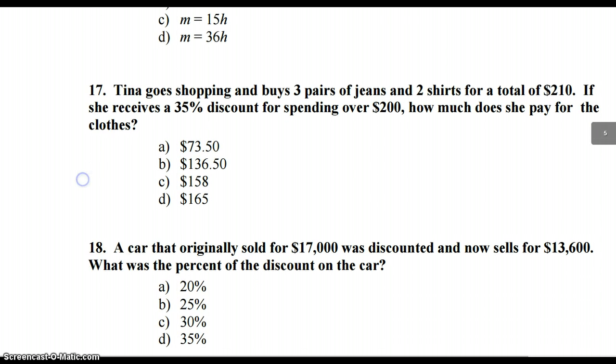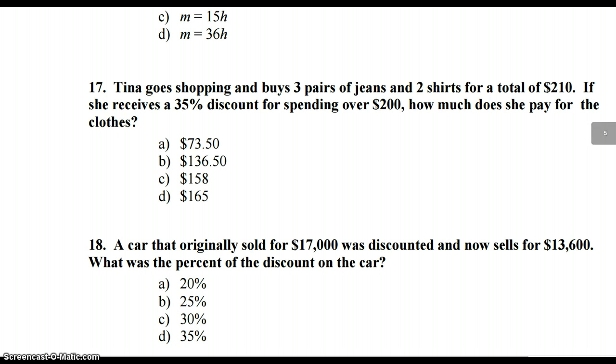Alright, number 17. Tina goes shopping and buys 3 pairs of jeans and 2 shirts for a total of $210. If she receives a 35% discount for spending over $200, how much does she pay for the clothes? Alright, here's how I like to do these. She got a 35% discount. I'm going to take 100% minus 35%. So we've got 65. So she pays 65% of the total price.